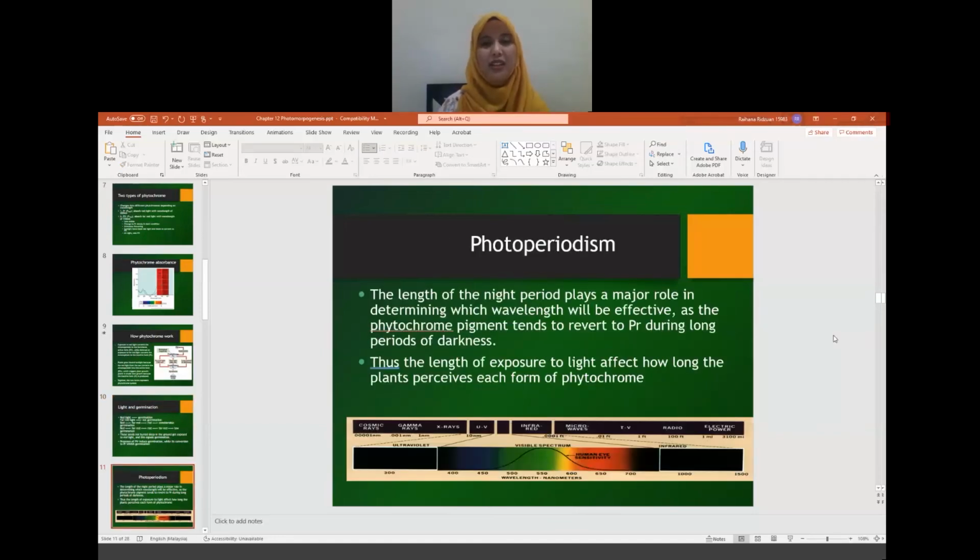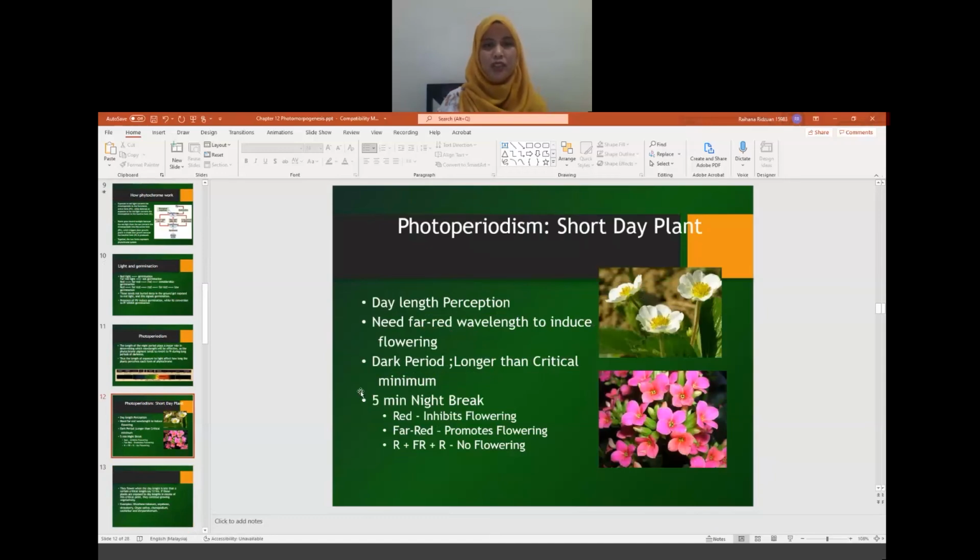All right. Another thing is photoperiodism. Photoperiodism is the growth of plants according to day or night. The length of the night period plays a major role in determining which wavelength will be effective. Phytochrome pigment tends to revert during a long period of darkness. Does the length of exposure to light affect how long the plant persists in forming the phytochromes? Usually we look at photoperiodism in short-day and long-day plants.